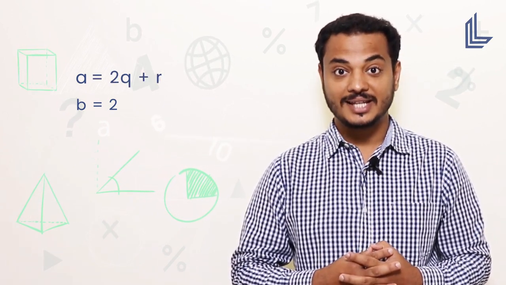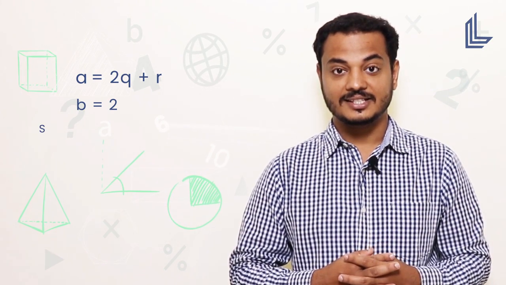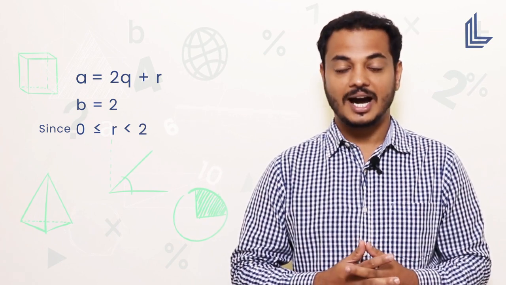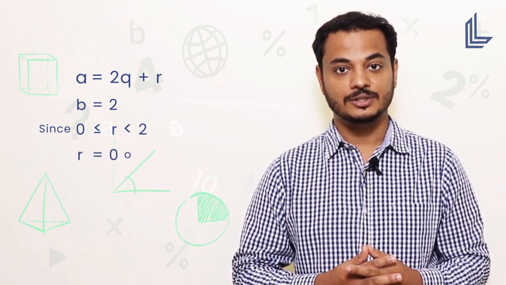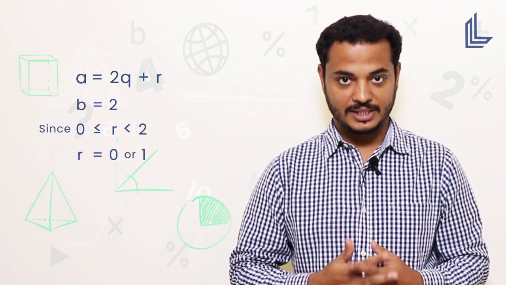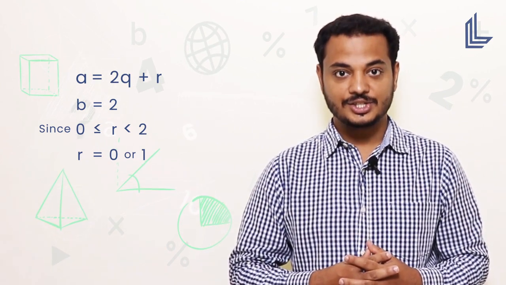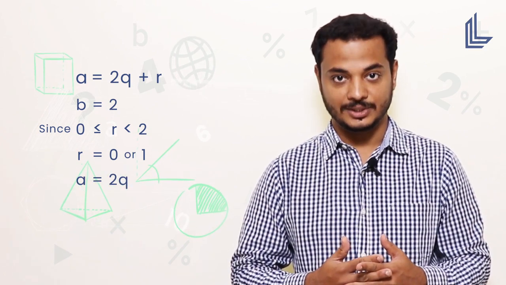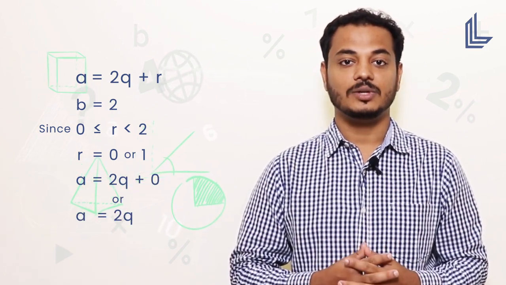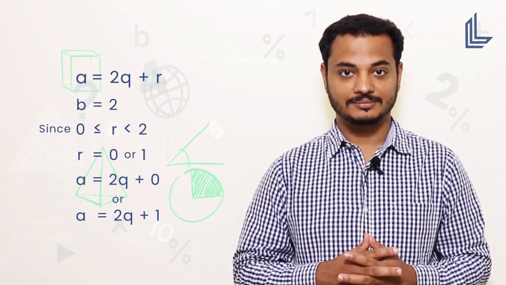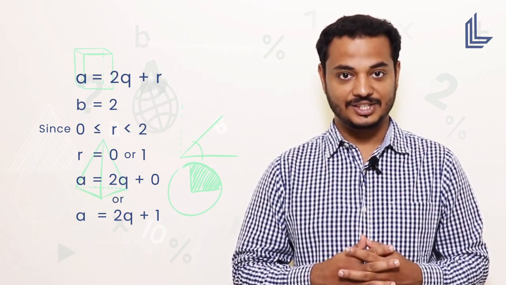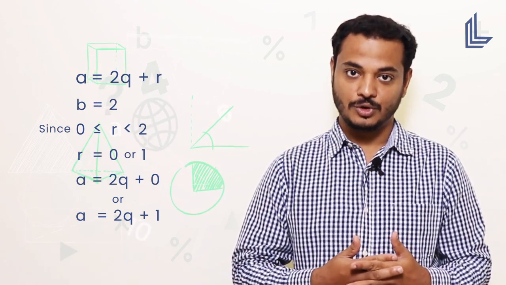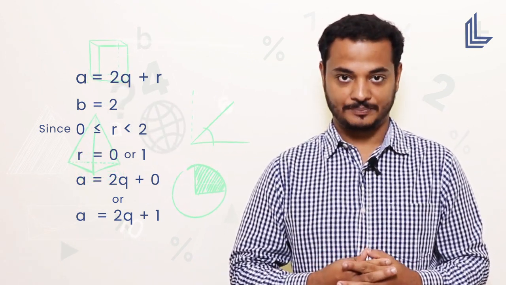Now what are the values that r can take? Since r has to be less than the divisor, that is 2, r can only take values 0 and 1, which means the integer a has to be either of the form a equals 2q plus 0 or a equals 2q plus 1. That's it. So any integer can be expressed in the form of a equals 2q or a equals 2q plus 1.